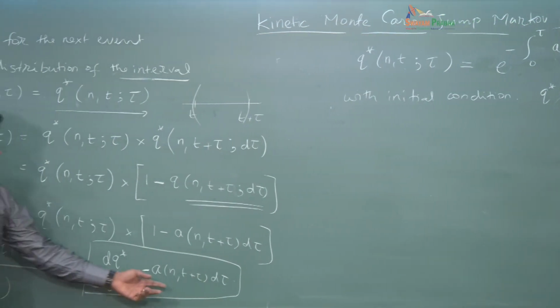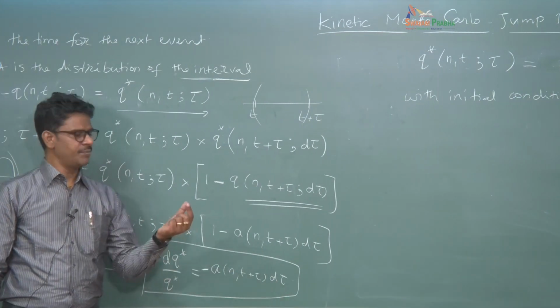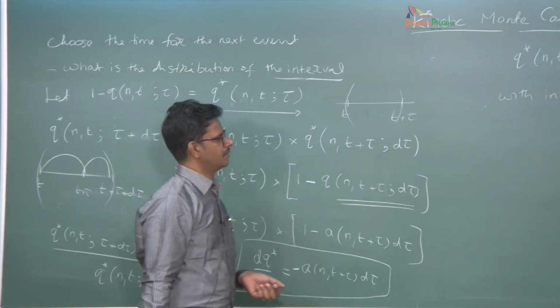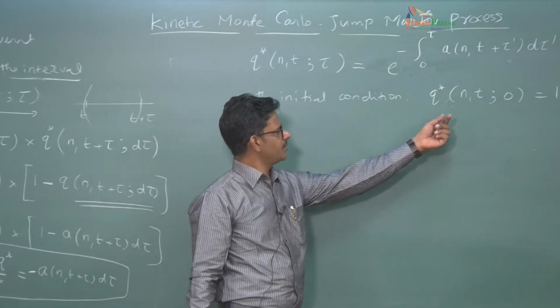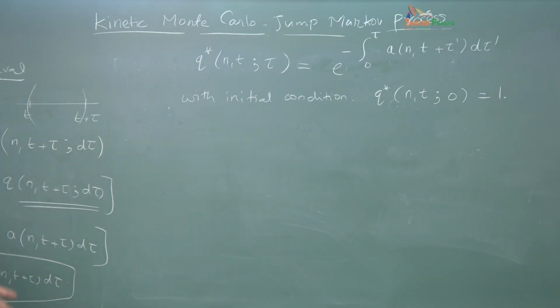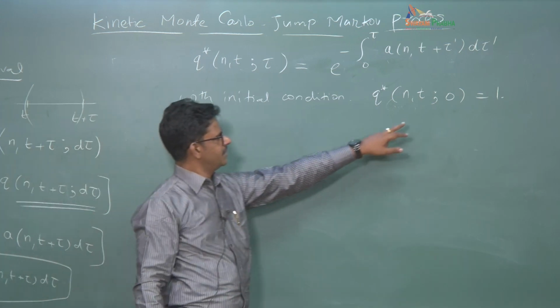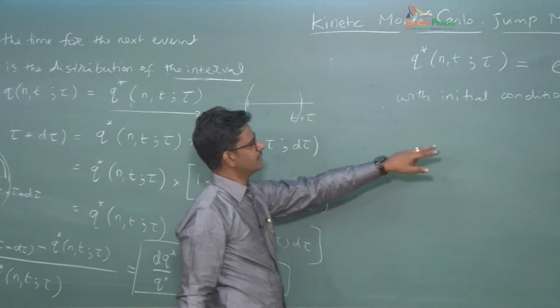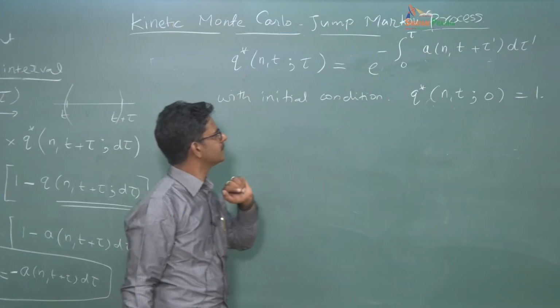So when you integrate, you are going to integrate with respect to this tau, the time interval tau. Now if this time interval tau is very small, near 0, it is very likely that it will not jump. So the probability that it will not jump will be 1. So we take this as an initial condition, and then when you integrate this, you will get an exponential function like this.